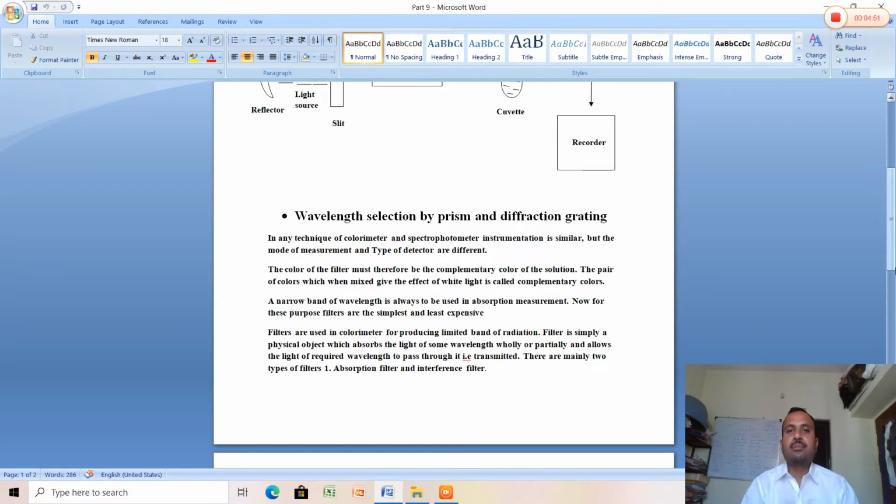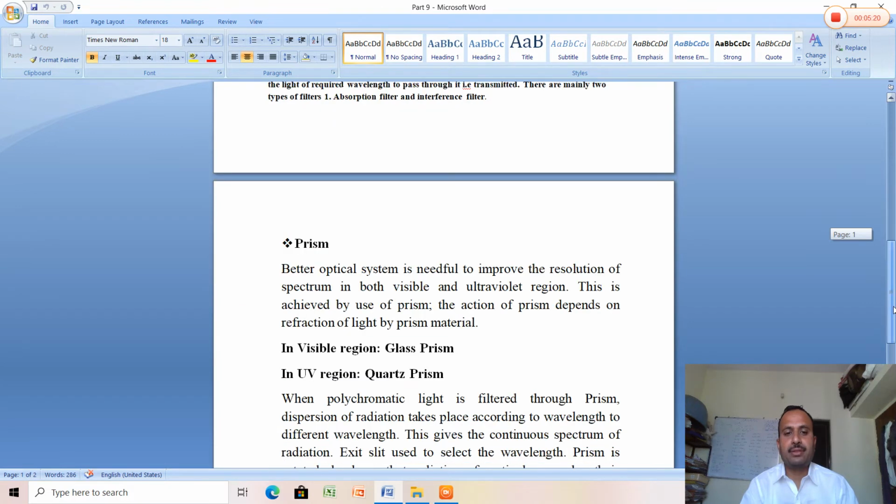Now filters are nothing but wavelength selectors. In some instrumentation we use the prism, which acts as a filter. So the prism is a unique one. A prism has a triangular shaped geometry. Now we will focus on the prism and its working.